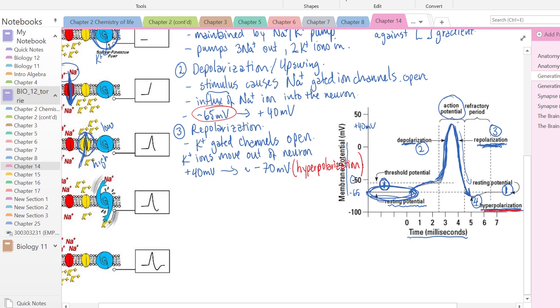Hyperpolarization. Now, what's happened here is the membrane potential is being brought back, but we enter into this step 4, which is this refractory period in which there's no possibility for the membrane or the neuron to generate another action potential. All right, so this is the refractory period. And although the membrane potential is back down to where it should be, the neuron can't fire again because the ions are on the wrong side.